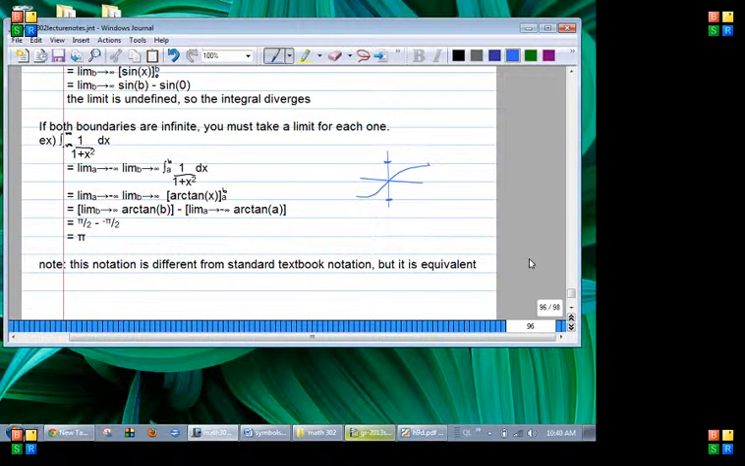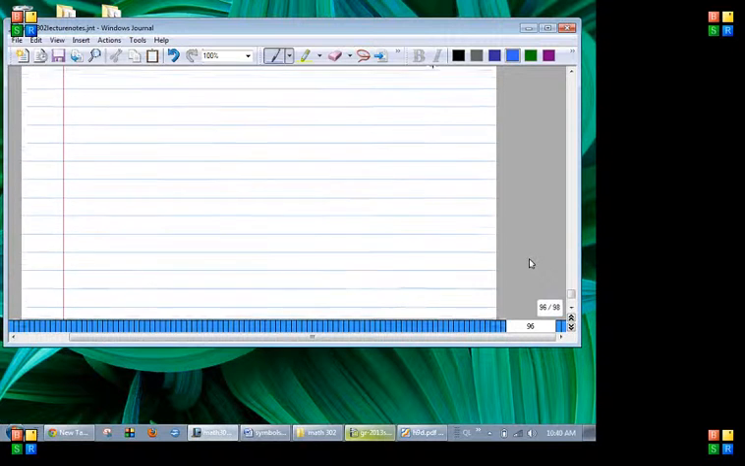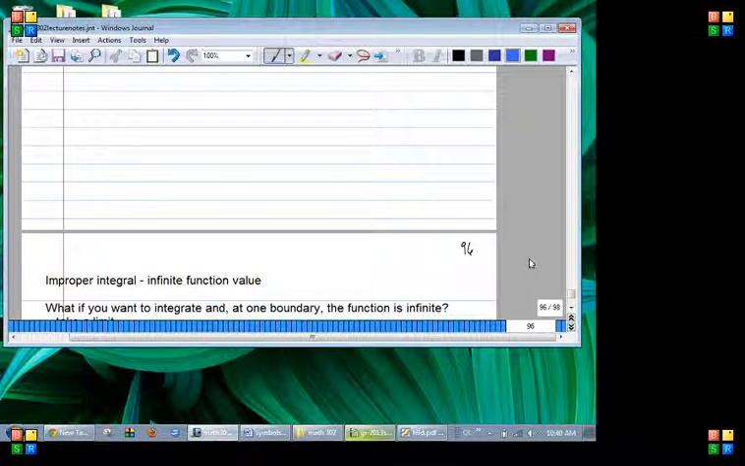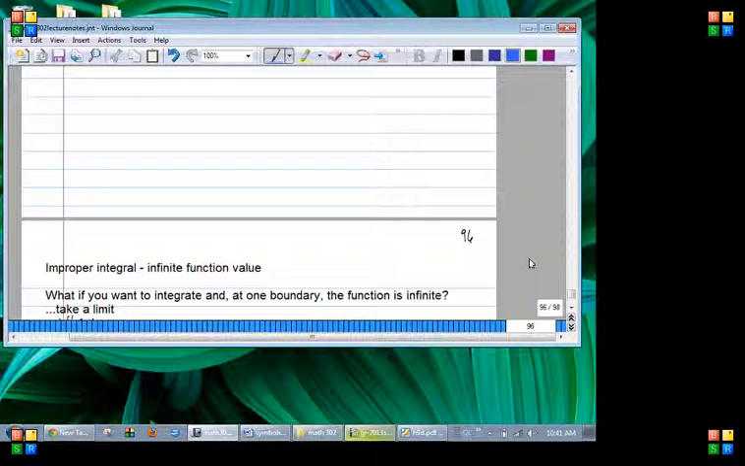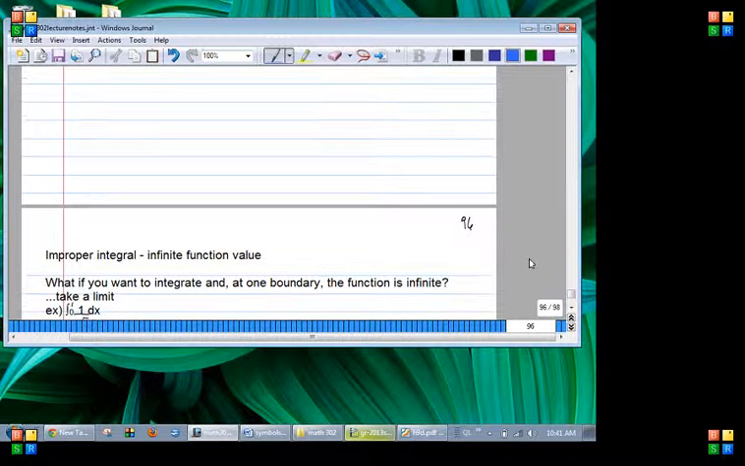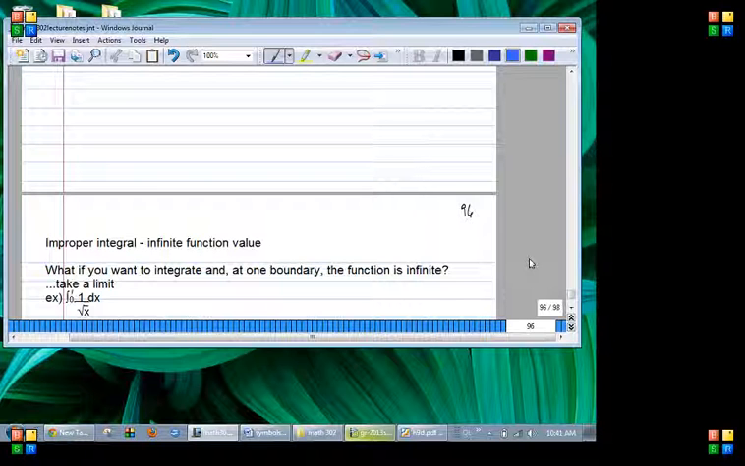Next. What do you do when what you're integrating has an infinite y value? Or in other words, the function goes to infinity. So the basic case is at one boundary the function is infinite. So once again, we're going to take a limit. So for example, what if we're doing the integral from 0 to 1 of 1 over the square root of x? So where is there a problem? There's a problem when x equals 0. So at that value, the function is infinite.